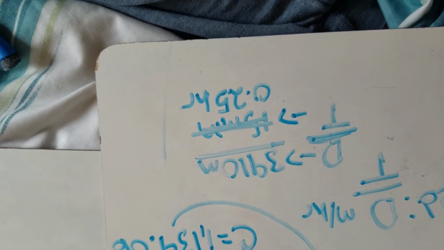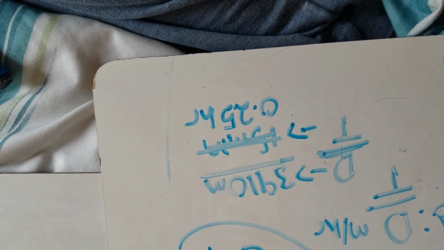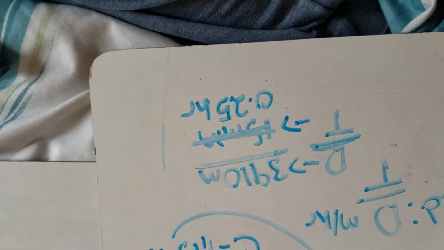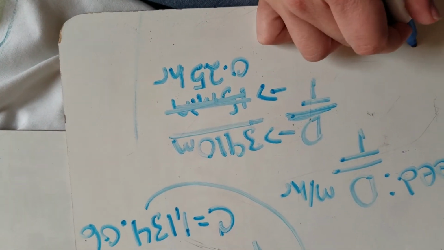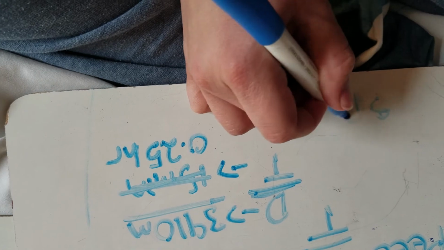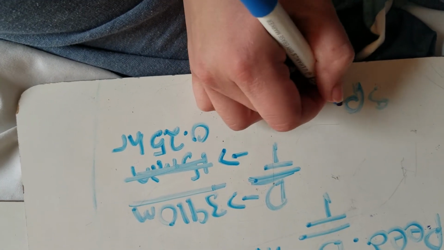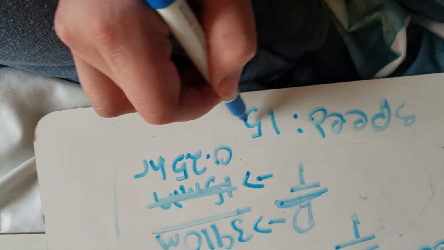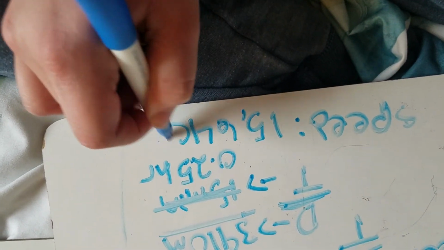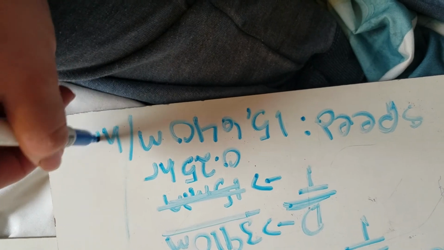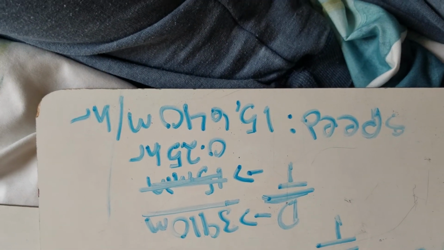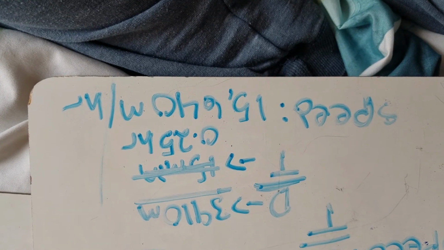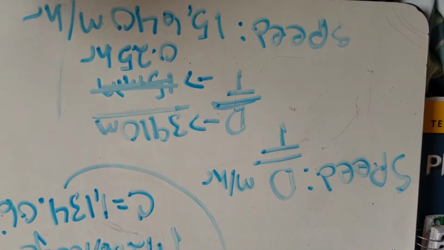3,910 divided by 0.25 is going to give us a speed of 15,640 meters per hour. All right. So that is our total speed because we did distance over time.